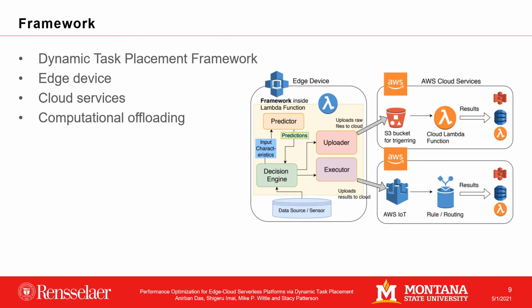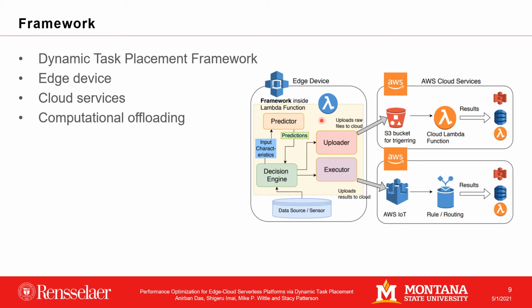This figure shows our framework. The figure on the right shows our framework. This is a dynamic task placement framework. It consists of one edge device and cloud services. It can be different cloud services, not necessarily AWS. Now, the edge device contains our framework, which is a long-running service. It runs within a serverless function, and it can also execute the job.